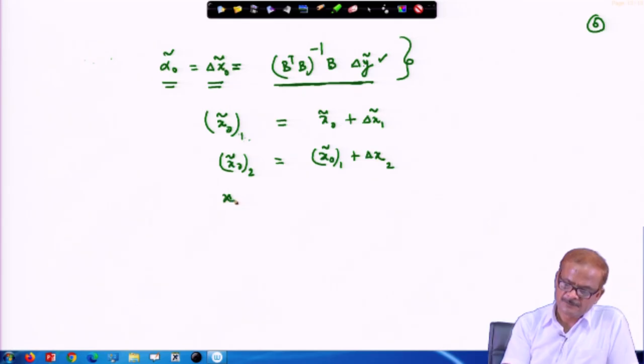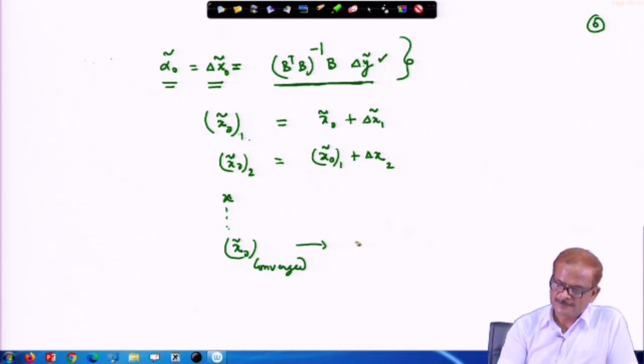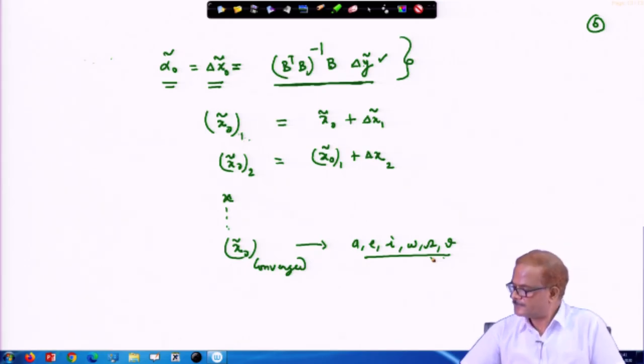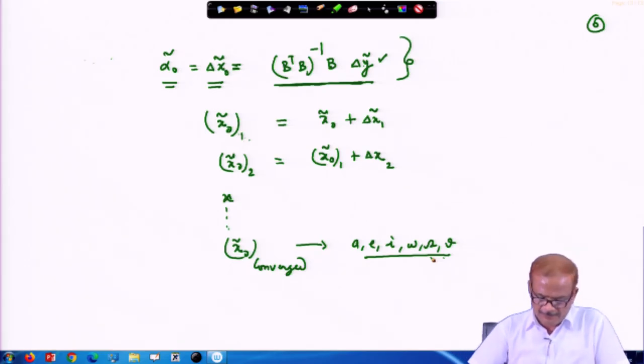Similarly, if you keep on doing this, you finally get the converged result, delta x 0 converged. Once you have got this, then a, e, I, small omega, capital omega, theta, all this can be determined using the standard equation. So, we stop here and we will continue in the next lecture.